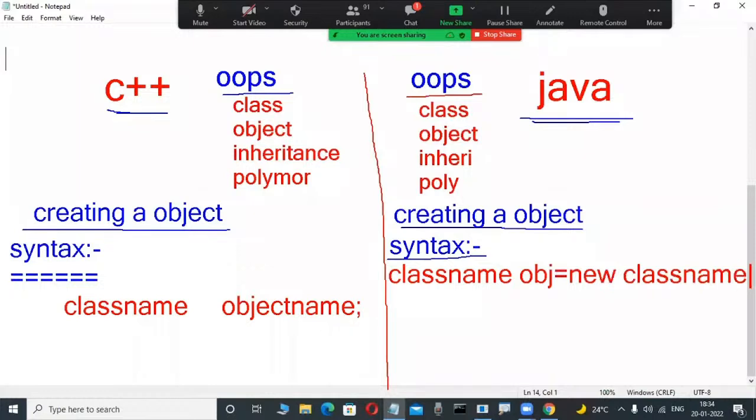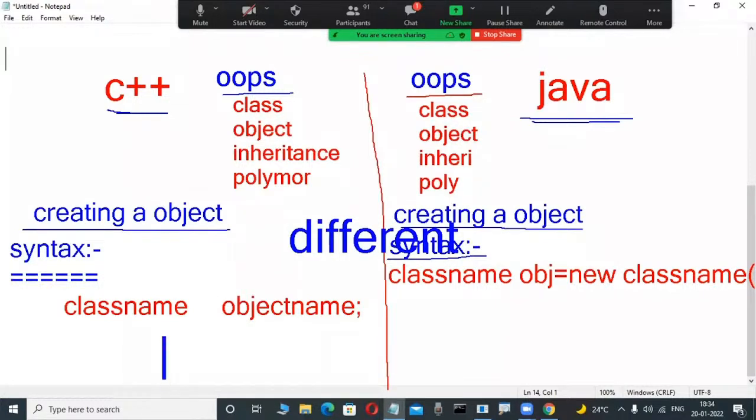Is there some other syntax or not? Yes, observe here. That's why, are these two languages syntactically different or the same? Different. Syntactically different. Conceptually, OOPS concepts are the same, but syntactically different. And functions are also totally different.